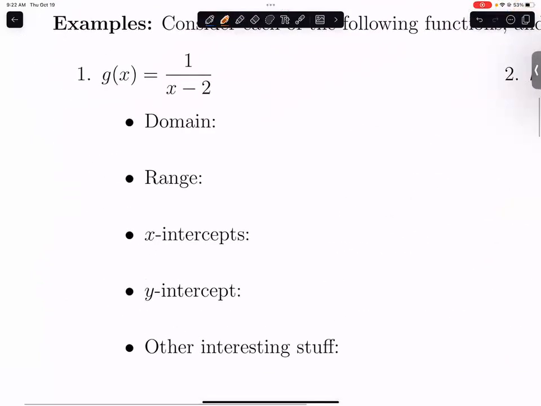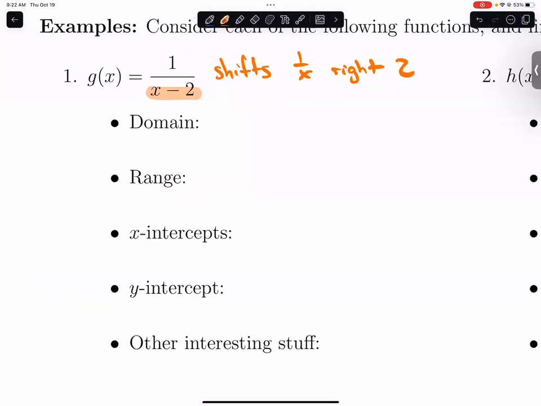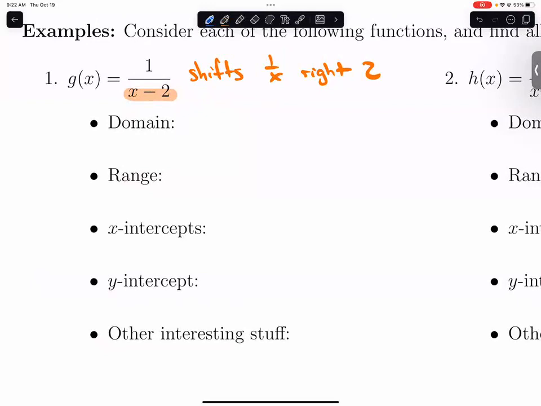1 over x minus 2 though, that is just a shift. That just takes 1 over x and shifts it to the right 2. What does that mean about the domain then? It's everything except for... 0 was a problem before. We moved everything to the right 2, so everything except 2.